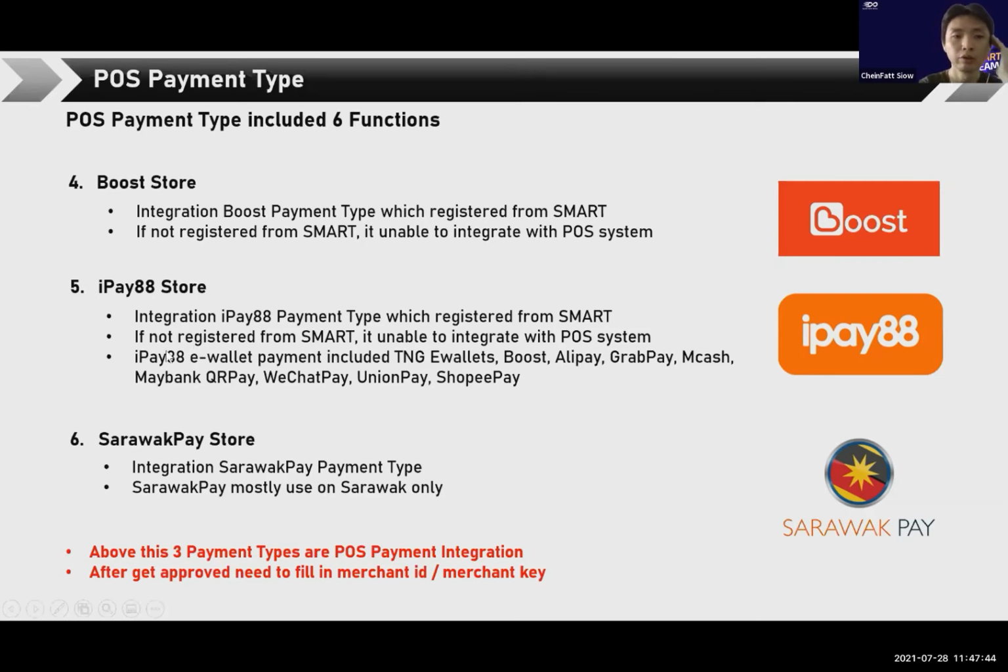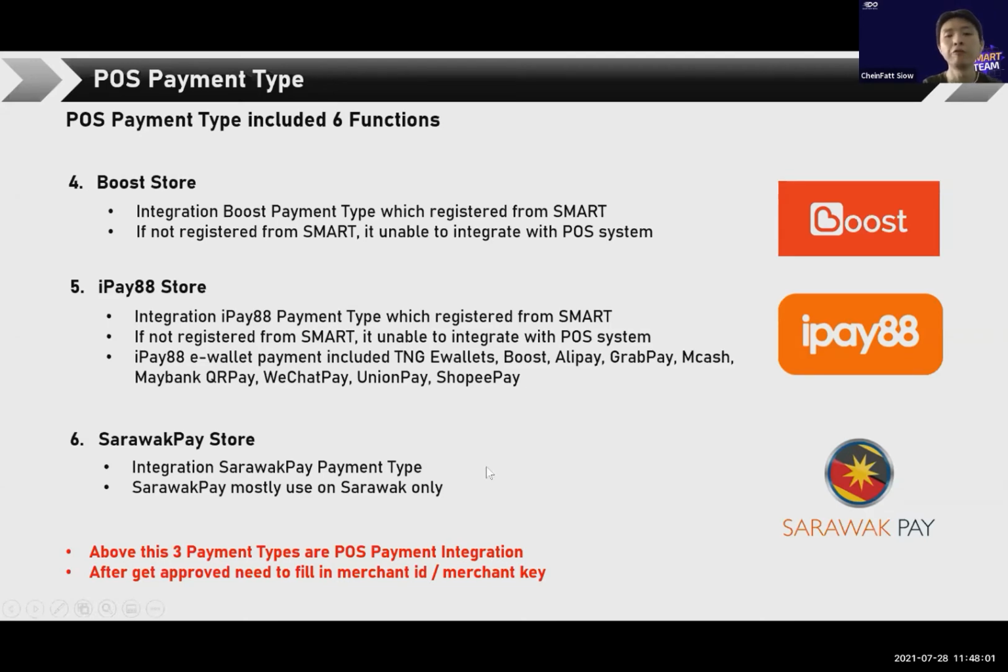Okay. So the IP88 e-wallet payment actually includes the Touch and Go e-wallet, Boost, Alipay, GrabPay, Mcash, Maybank QR Pay, WeChat Pay, Union Pay, and Shopee Pay as well.